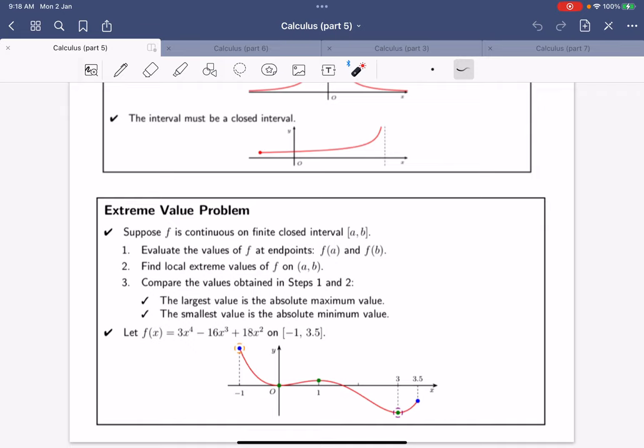With this theorem now, it gives us problems that we can solve, such as the extreme value problem. It allows us to find where the absolute maximum and minimum are for a graph, because you know they exist, so you just use numerical methods to find them. The idea is you evaluate at the endpoints and then find the local extreme values and see which is the largest. The largest will then be the absolute maximum and the smallest is the absolute minimum.